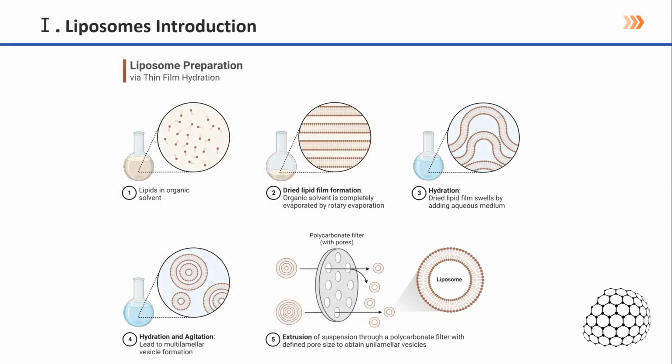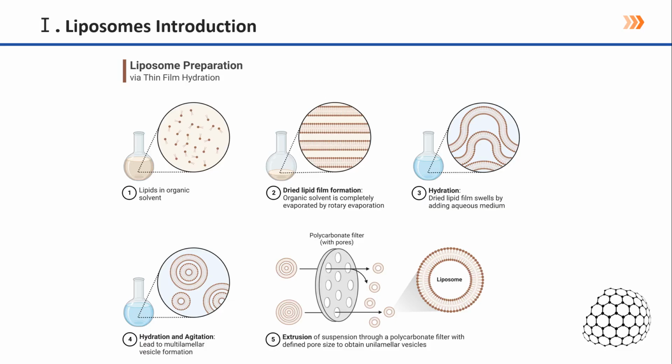Here, I would like to first introduce a common preparation method for liposomes: the thin-film hydration method. This process is like a carefully choreographed chemical dance. First, we dissolve the lipids in an organic solvent, which is like building a stage for the liposomes. Then, through the clever step of rotary evaporation, the organic solvent is completely evaporated, leaving behind a dry lipid film, which is like building the frame of the stage.